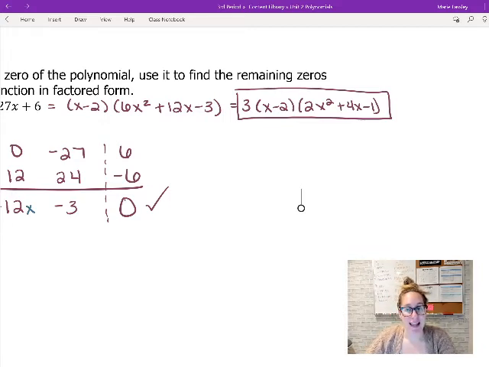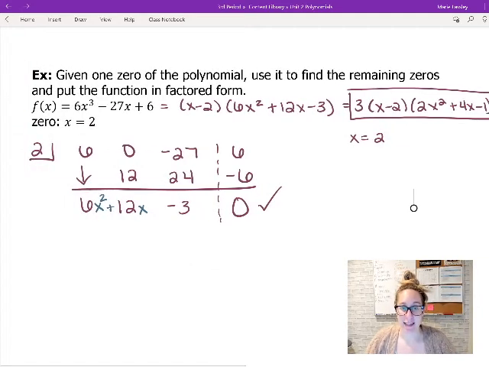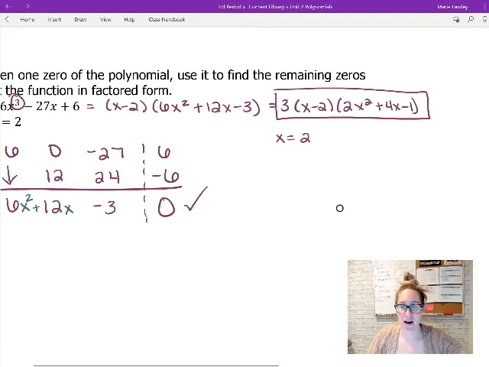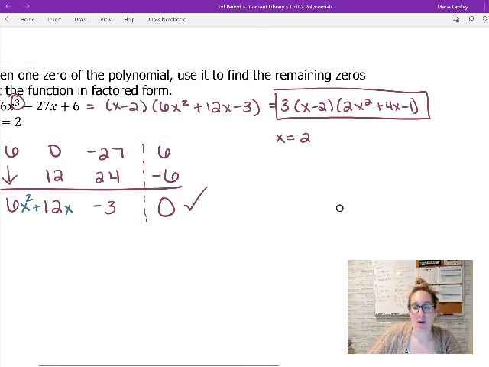Now I just have to answer that last question, which says to find the remaining zeros. All right, so far I have x equals 2 as one of my zeros. But I need to find my other zeros. So there should be a total of 3 because this was a third degree polynomial, right? 6x cubed. So I should be able to find 3. So I have 1, I need 2 more. Guess what? It's going to come from that quadratic 2x squared plus 4x minus 1. But to get them, I'm going to have to do, you guessed it, quadratic formula.